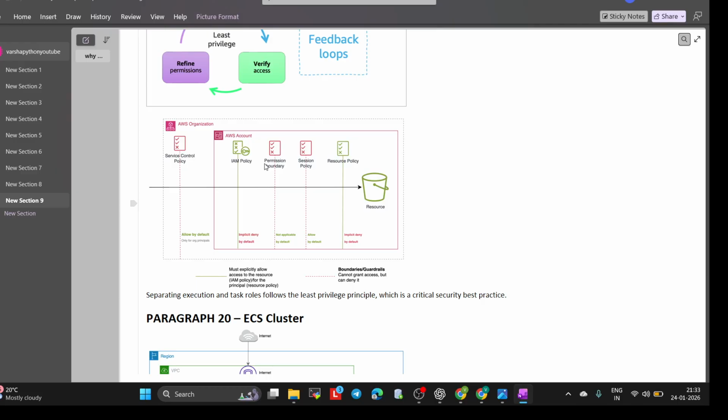This diagram usually shows permissions being tightly scoped rather than broad wildcard permissions, which are dangerous in production. Another important aspect highlighted here is blast radius reduction. If a container is compromised, limited permissions ensure that the attacker cannot access unrelated AWS resources. So least privilege is not optional. It is a mandatory requirement for security compliance and audit readiness in real-world systems. And interviewers often look for this exact explanation.